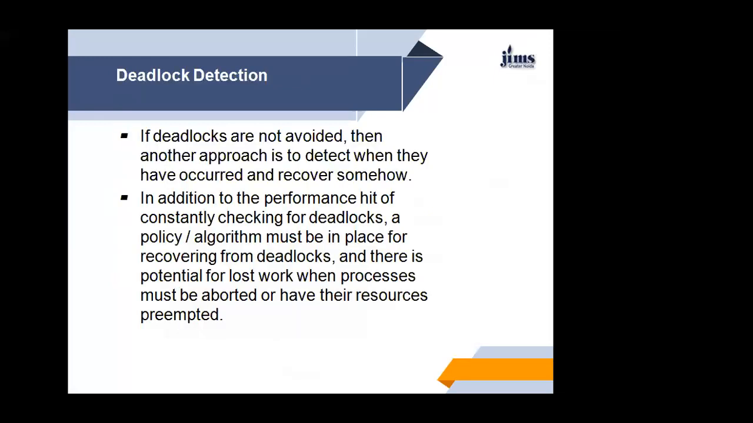Now the deadlock detection. If deadlocks are not avoided, then another approach is to detect when they have occurred and recover somehow. In addition to the performance hit of constantly checking for deadlock, a policy algorithm must be in place for recovering from deadlocks, and there is a potential for lost work when processes must be aborted or have their resources preempted.